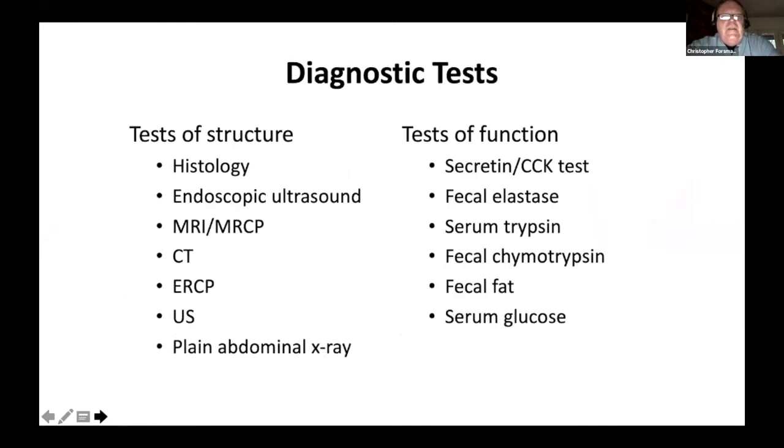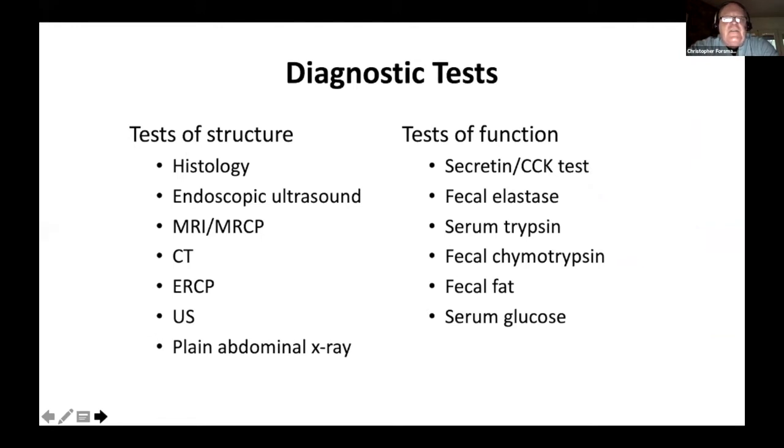So let me turn to diagnosis. Next, I showed you in the first slide that picture of that CAT scan with diffuse calcifications and the endoscopic ultrasound with more subtle changes. We have a variety of diagnostic tests for chronic pancreatitis. Most of them look for abnormalities of the structure of the gland, and those are listed on the left, and I've listed them in approximate order of decreasing sensitivity.